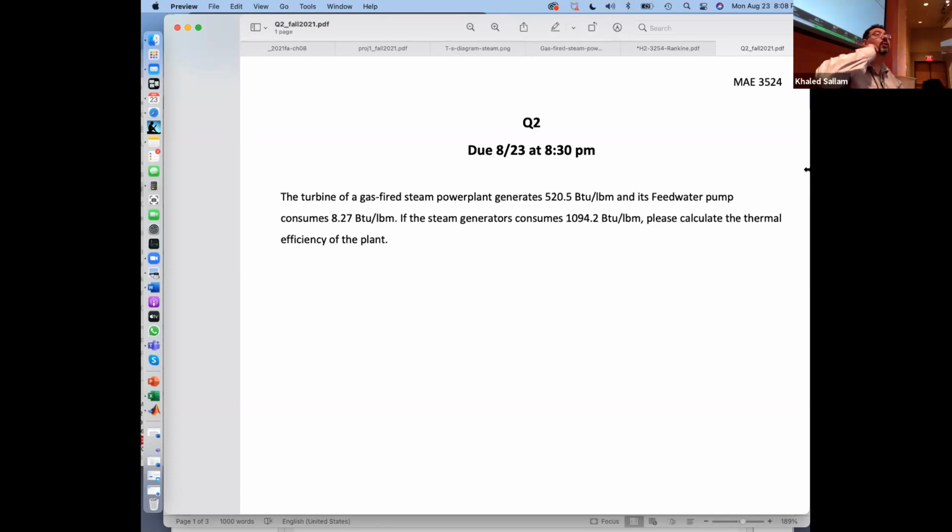What is the symbol for the steam generator? What do you mean, the symbol? Yes, the steam generator is a boiler. It's Q added. The question is, what is the symbol for the steam generator? And the answer is Q added.